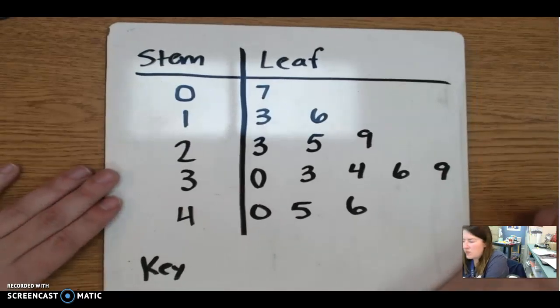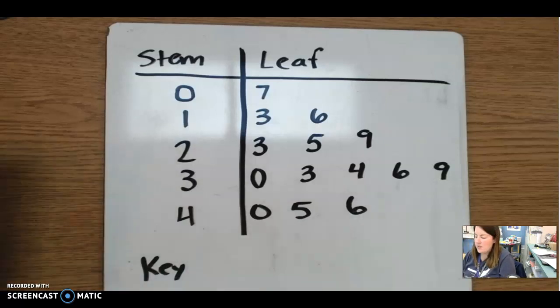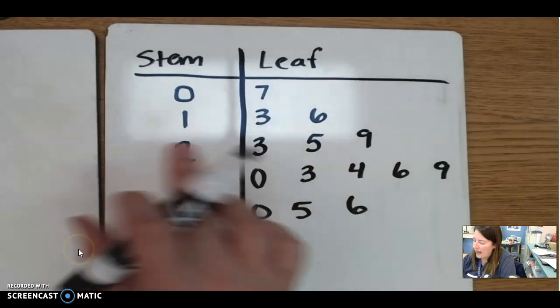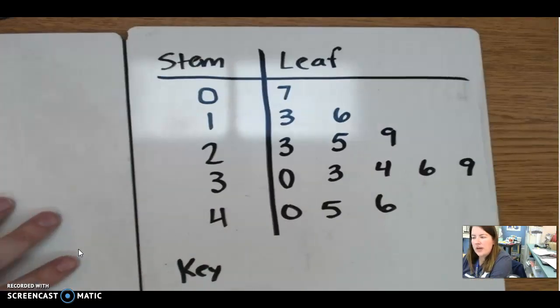So I know the past 3 days we have been focused on stem and leaf charts. And we've gotten really good at reading these and making these and solving problems that include stem and leaf. But I want to take it one step further today and show you how these can be a little bit different here in 4th grade.